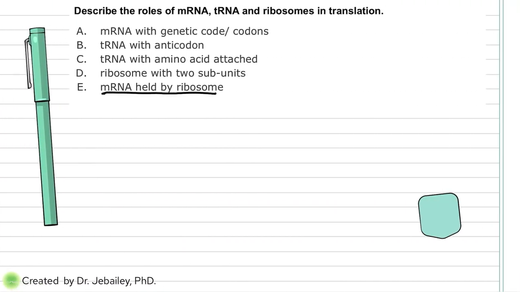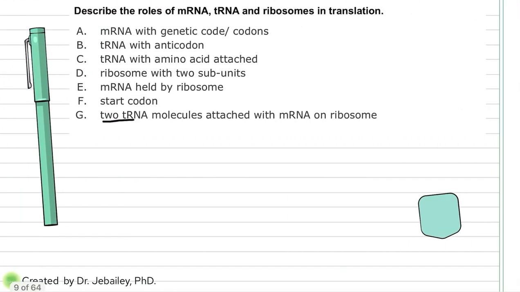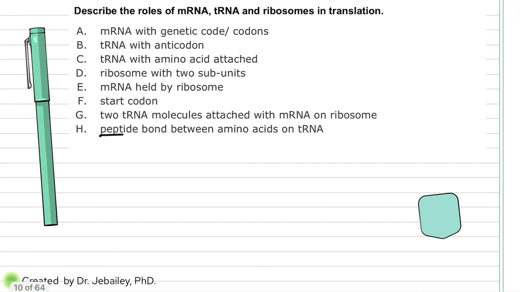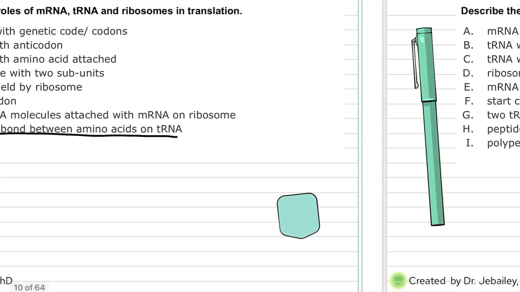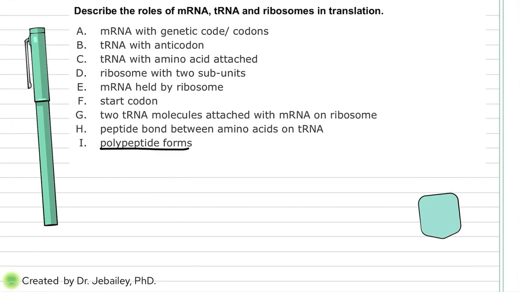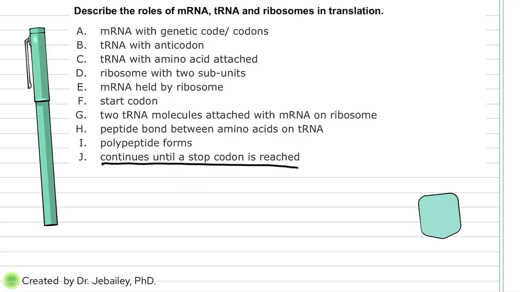mRNA is held by the ribosome. You have a start codon. 2 tRNA molecules attached to the mRNA on the ribosome. This is basically talking about the process of translation. The peptide bond between the 2 amino acids on the tRNA. The peptide is formed. Continues until a stop codon is reached. So basically this whole part is just talking about translation. But again, if you look at this, we got most of the points.